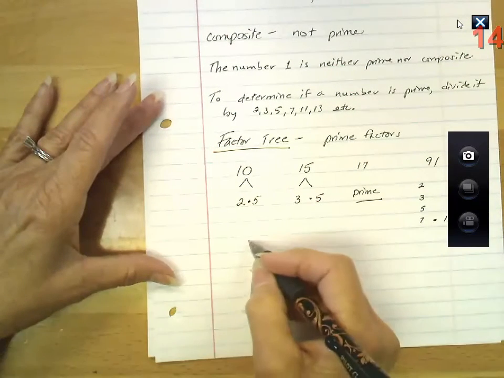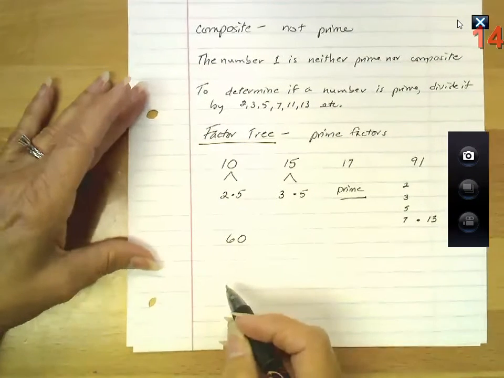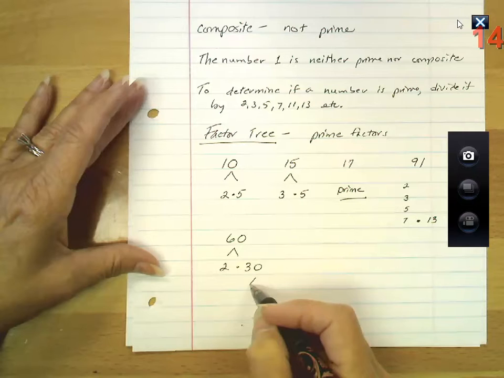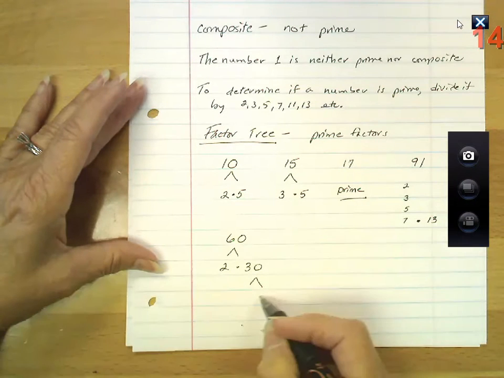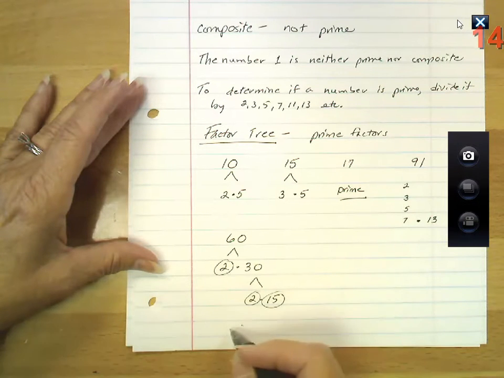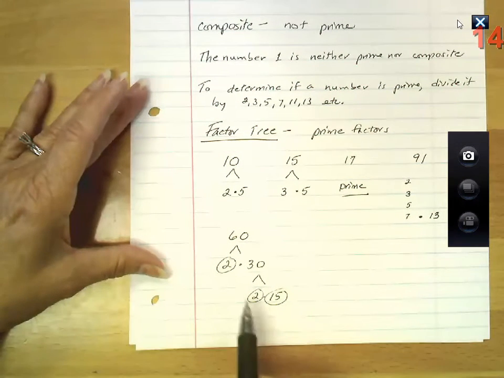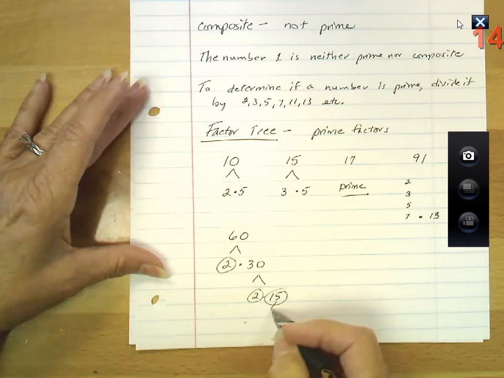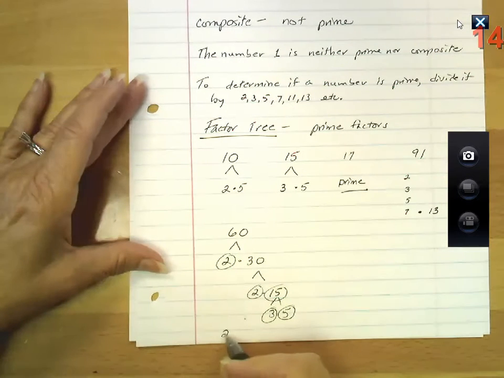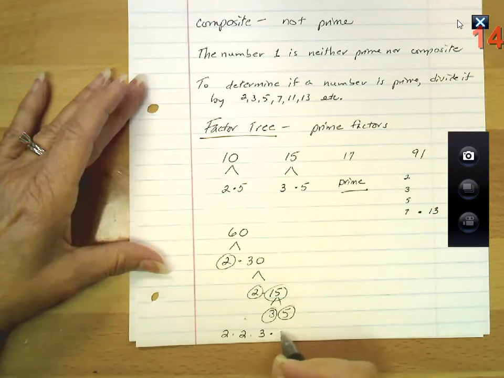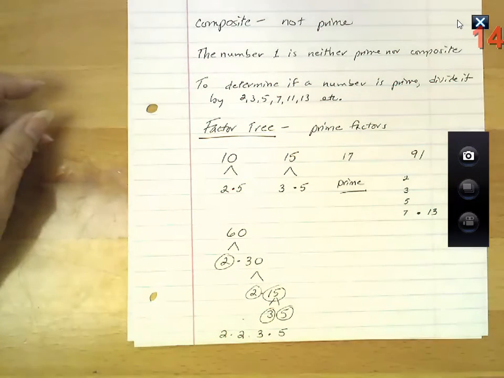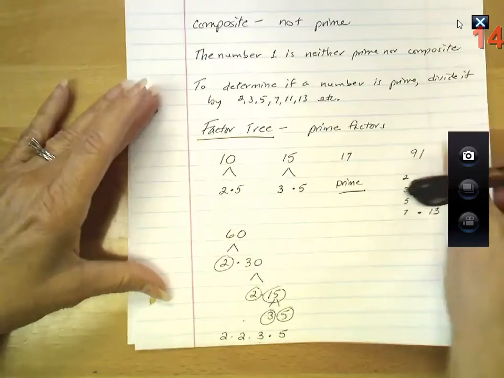If you want to try 60, 2 times 30. Then we'd have to break 30 down: 2 times 15. So we got a prime and a prime. Now, a better way to write 2 times 2 times 15, well, we'd have to break 15 into 3 times 5. I always put them in order, 2 times 2 times 3 times 5, smallest to largest. It's not wrong if it's the other way, but it's easier to check in the back of the book if you've got it right or not.